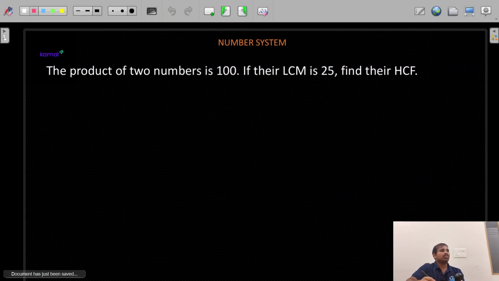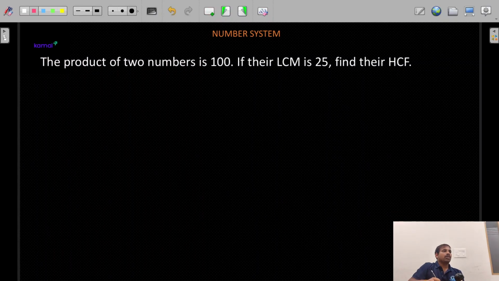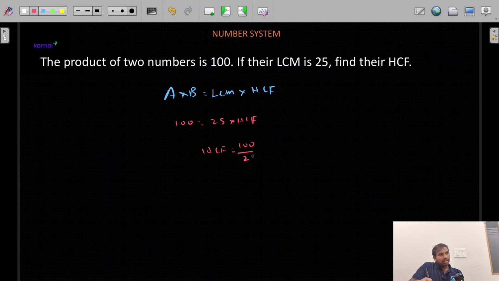What's the next question? The product of two numbers is 100. If the LCM is 25, we need to find the highest common factor. Okay. So always remember this particular result. Let us consider two numbers as A and B. If you multiply these two numbers, it is always equal to LCM into HCF. So here, the product of these two numbers is 100. The LCM is 25. We want to find the highest common factor. Now the highest common factor is nothing but 100 by 25, which is equal to 4.